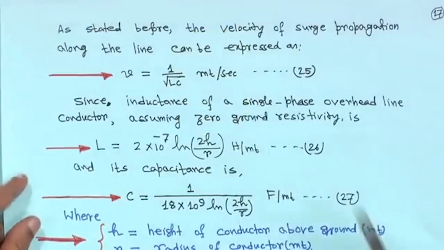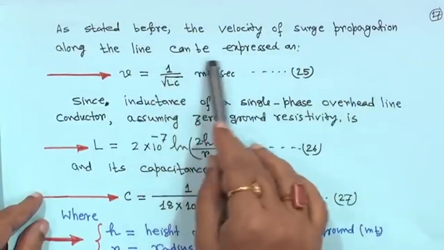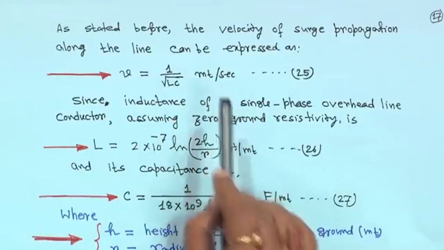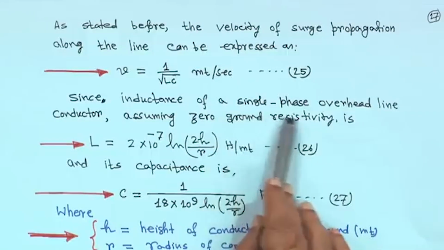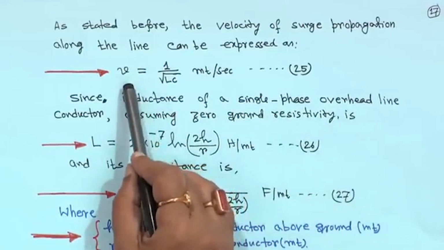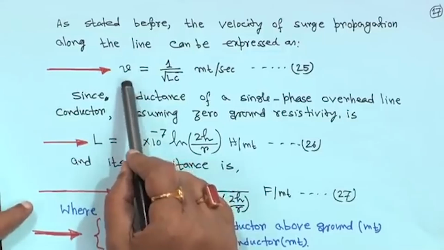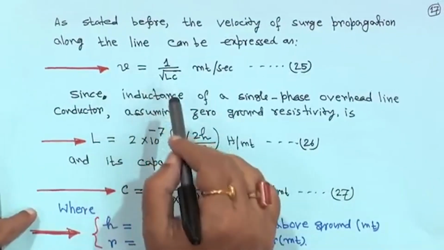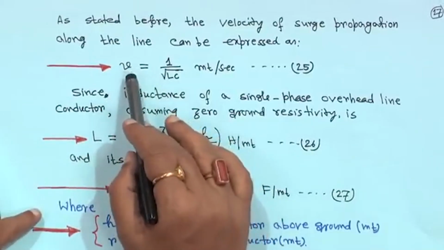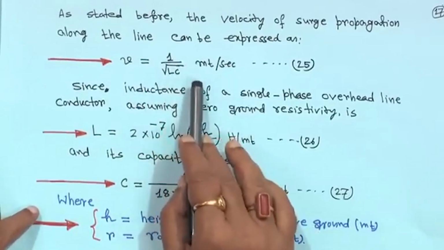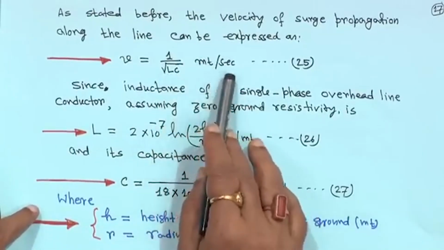So, as stated before, the velocity of charge propagation along the line is V is equal to 1 upon root over LC meter per second. This velocity V and voltage V should not be confused. I am using V for both, but there should not be any confusion, right. So, V is equal to 1 upon root over LC meter per second.